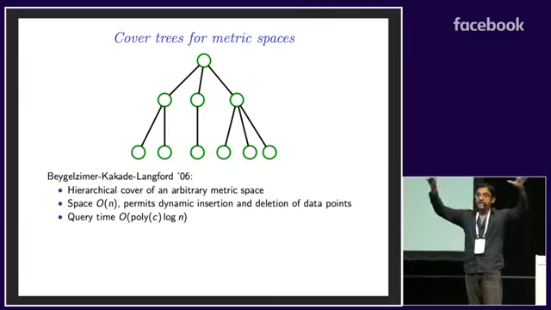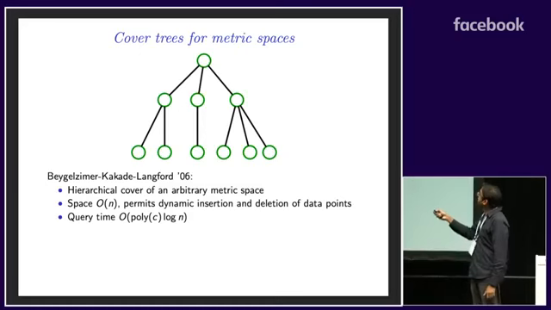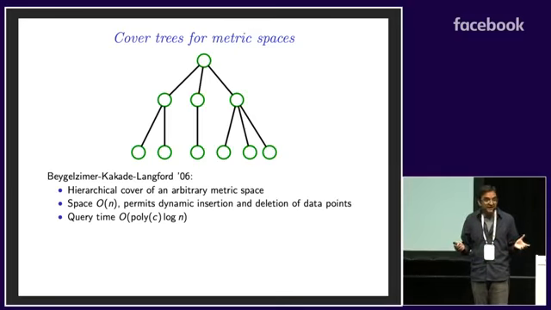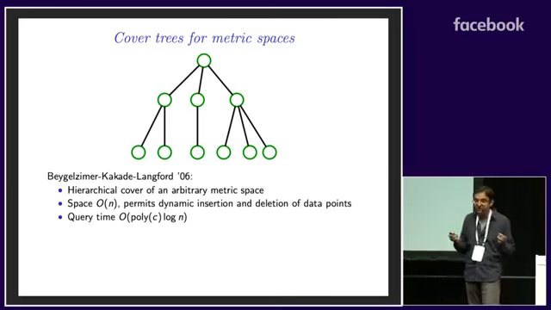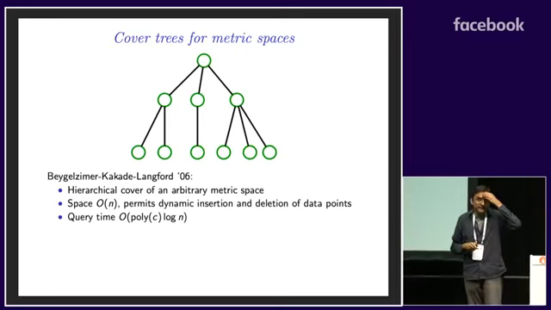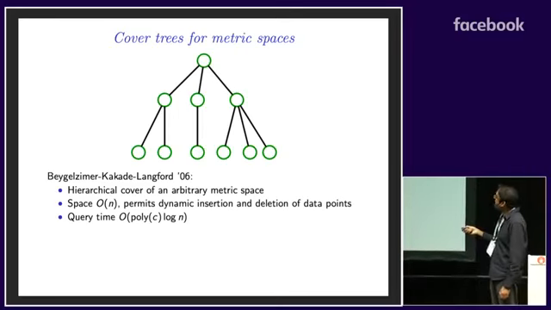And let's say the data has diameter 1. Then the top node is a 1 cover of the data points. Everything's within distance 1 of it. At the next level, the points are a half cover of the data. Everything's within distance half of one of these points. The next level is a quarter cover. Everything's within distance a quarter. So it's a very organized hierarchy. Okay?